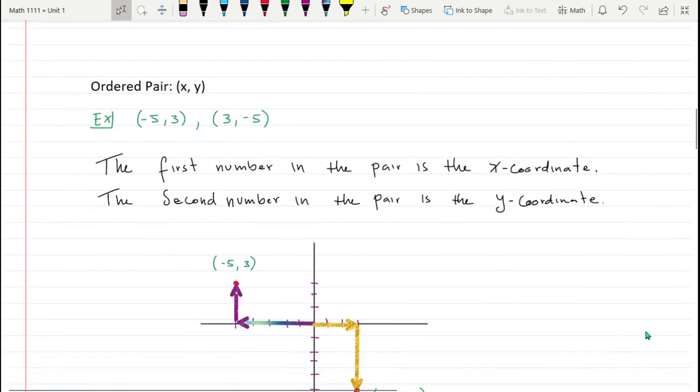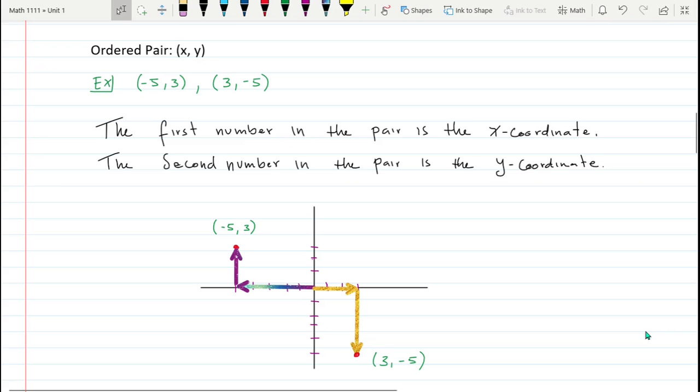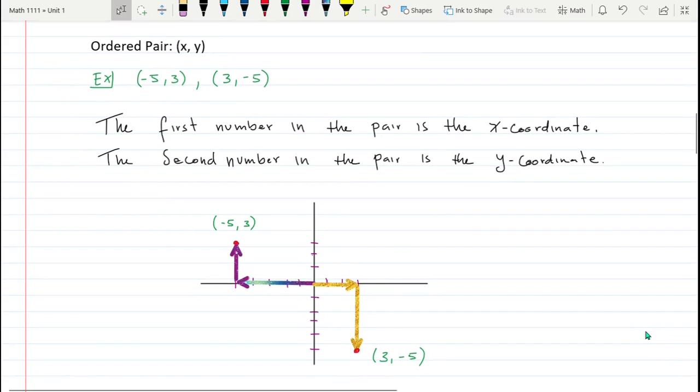Then we want to define ordered pairs. An ordered pair has the following form. It has to be inside parentheses and separated by a comma. An example of that would be the ordered pair (-5, 3), or (3, -5). And as we have here, the first number in the parentheses is the x coordinate, and the second number in the pair is the y coordinate.